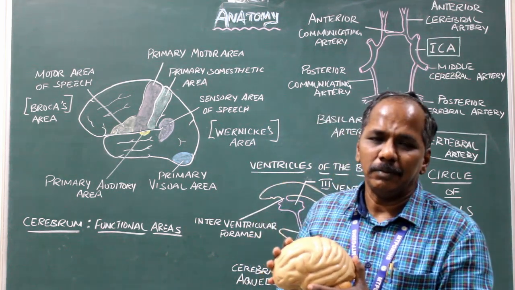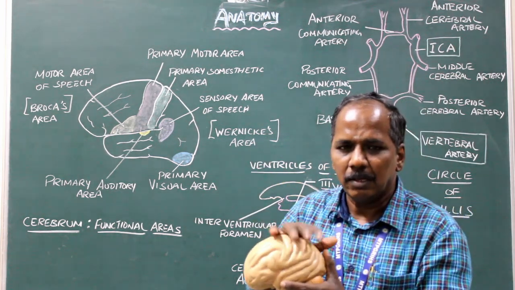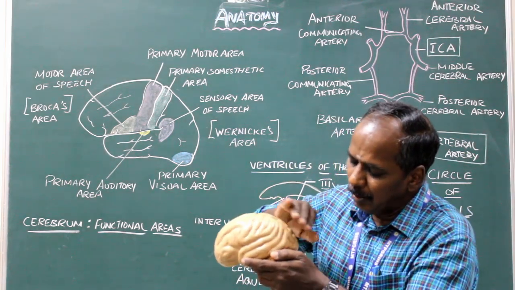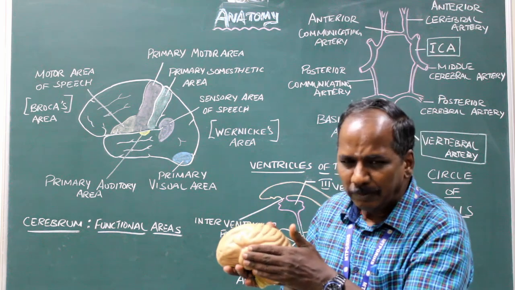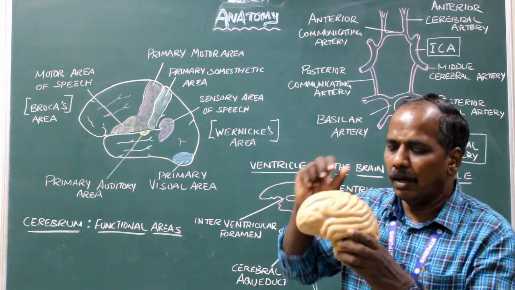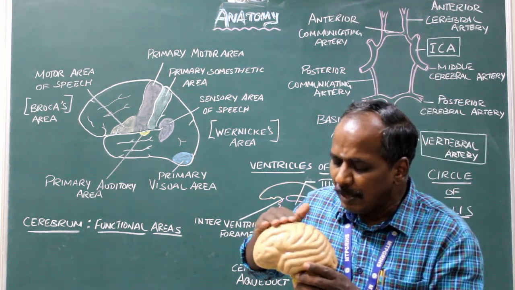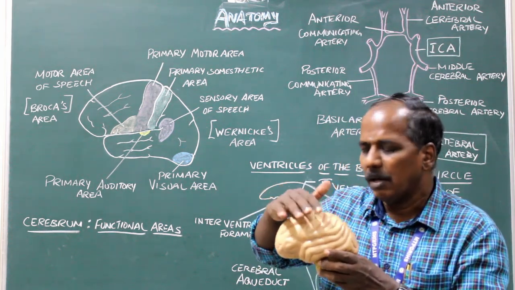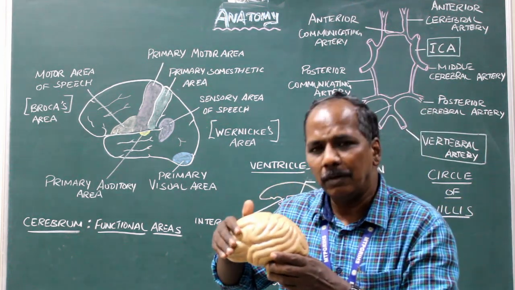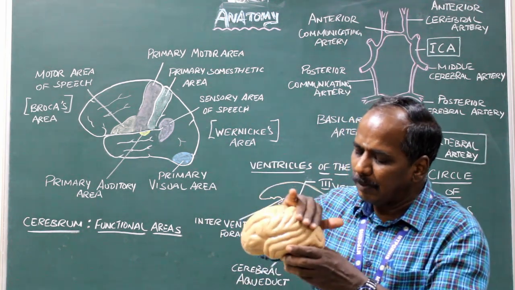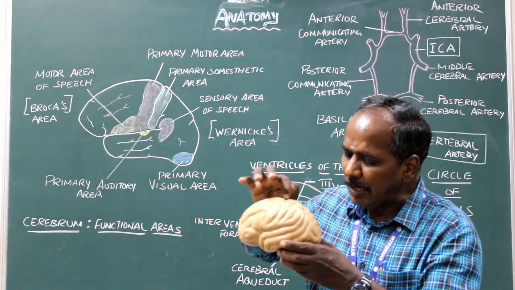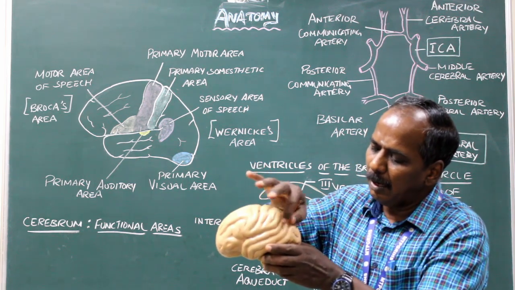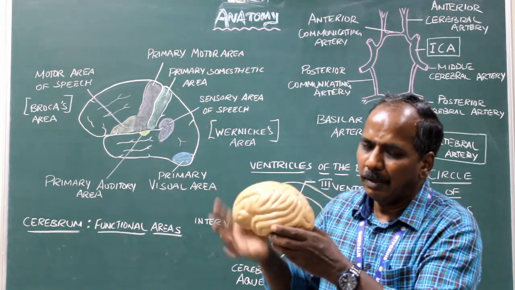Lobes of the cerebrum. Each cerebral hemisphere has four lobes: frontal lobe, parietal lobe, occipital lobe, and temporal lobe. Number one, frontal lobe. The area of the cerebrum anterior to the central sulcus constitutes the frontal lobe. Parietal lobe: the area of the cerebrum between the central sulcus and the parieto-occipital sulcus.